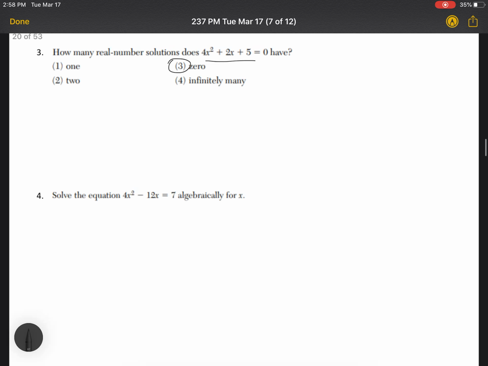Now number 4, solve the equation algebraically for x. We're going to use the quadratic formula here, but notice we're not in standard form. Okay, this 7 on the right hand side is throwing me off. I like that right hand side to say 0. So to move that 7 to the left hand side, we do have to subtract it. Remember, you have to do some sort of operation. You cannot just kind of plop it to the other side.